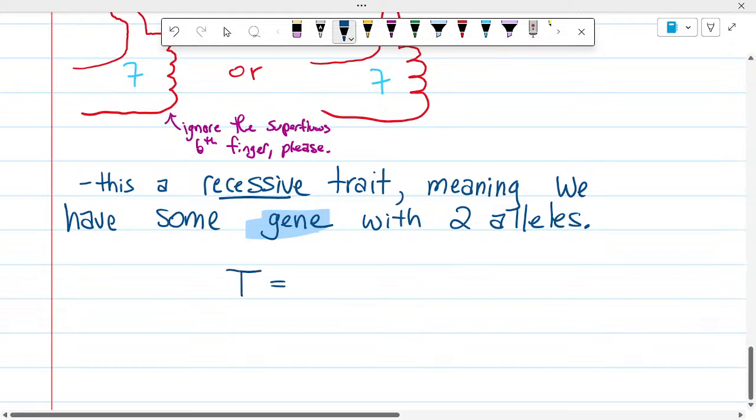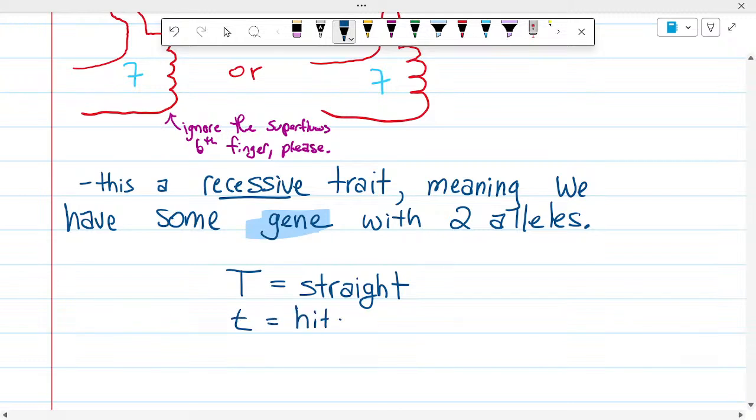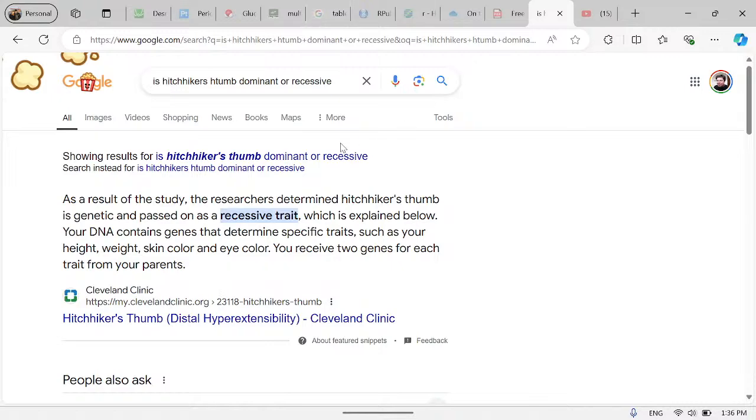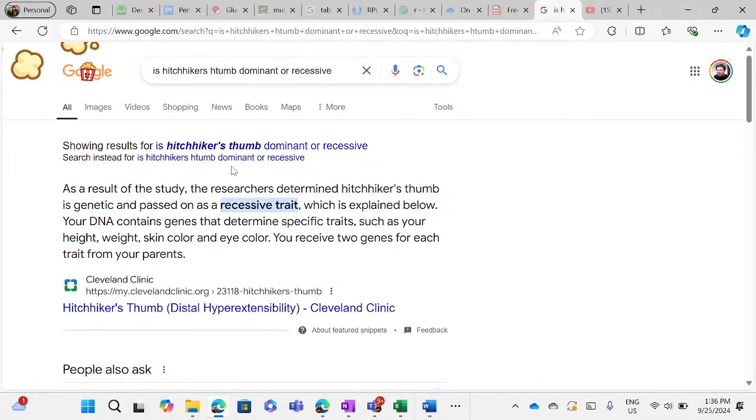Big T is the dominant trait. If recessive is hitchhiker's thumb, the dominant would be, do we want to say normal? Straight? Non-hitchhikers? What do we like? Straight? Okay. Non-hitchhikers seems like a lot of writing. And little t then would be what? I think there's a double H, which can't be right. Okay, now we have to look it up. Yeah, look at that, double H.